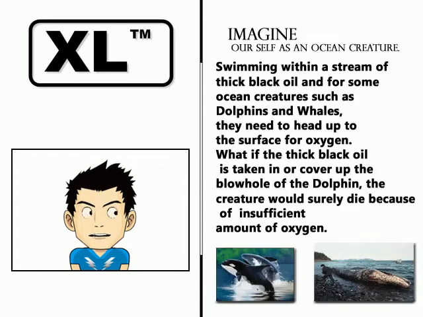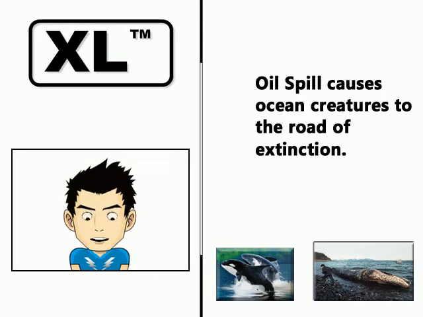What is oil spill? Imagine ourselves as an ocean creature swimming within a stream of thick black oil, and for some ocean creatures such as dolphins and whales, they need to head up to the surface for oxygen. What if the thick black oil is taken in or covers up the blowhole of the dolphin? The creature will surely die because of insufficient oxygen. Oil spill causes ocean creatures to go down the road of extinction.